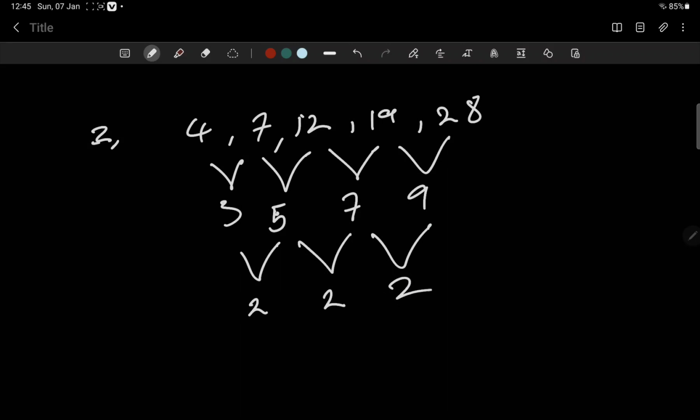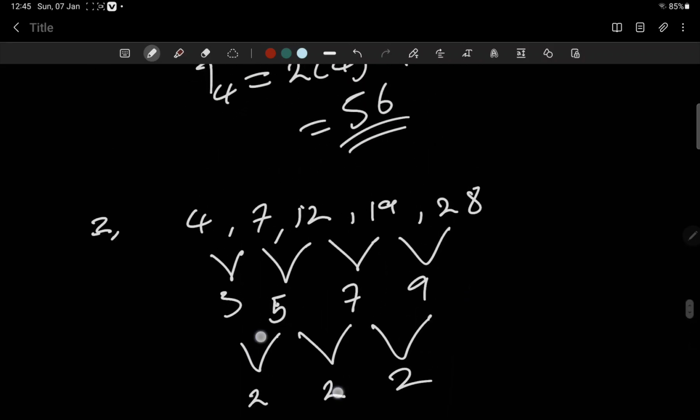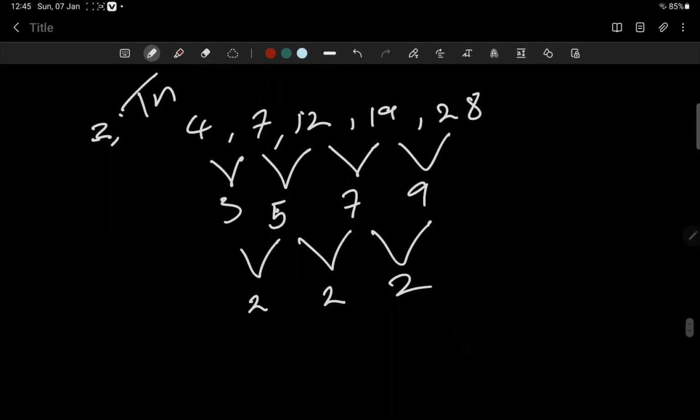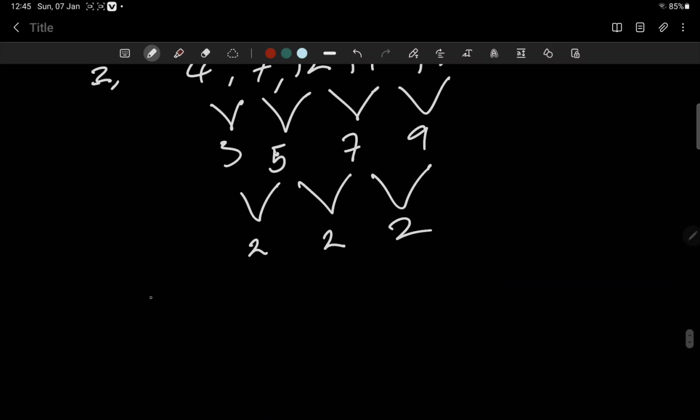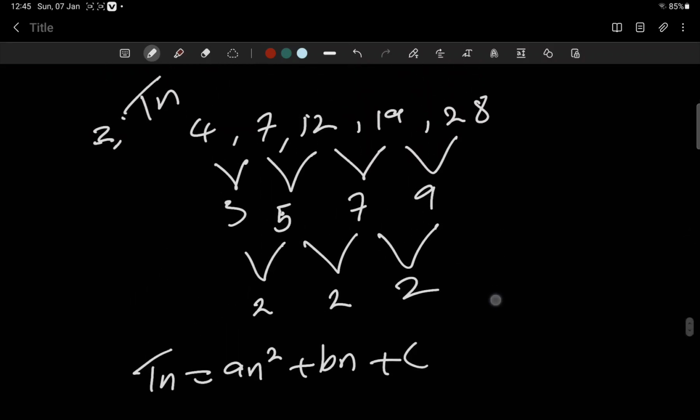9 minus 7, 2. Okay, then now let us find Tn. Remember, the question is the main thing was to find Tn. What is the general term of the sequence? The Tn of a quadratic equation, remember, is given by Tn is equals to an squared plus bn plus c, right? Then we need to find these variables a, b, c, so that we can substitute back to the formula.